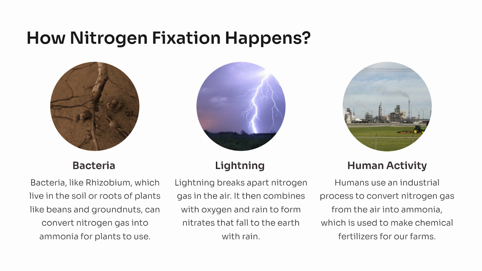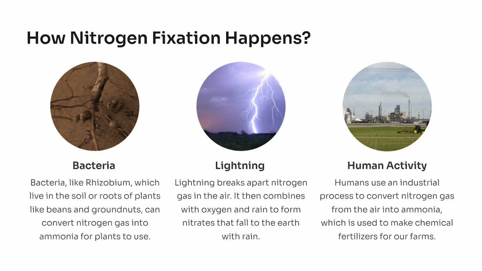Second, by lightning. When lightning flashes in the sky, it has enough energy to break apart nitrogen gas molecules. The nitrogen then combines with oxygen and forms nitrates. When it rains, those nitrates mix with water and fall to the ground, adding nitrogen to the soil.